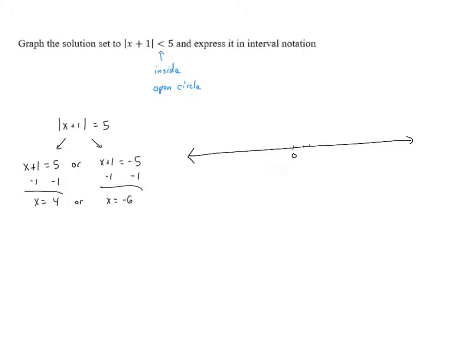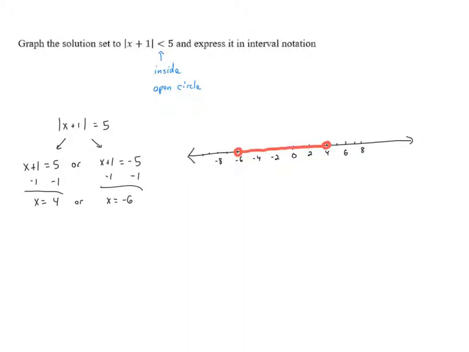So let's see, 2, 4, 6, 8, etc. And then -2, -4, -6, -8, etc. Now, we know that we're going to have open circles because it wasn't allowed to be equal to 5. So we are going to find 4 and -6 on the number line, and we're going to put open circles there. And we know that we're going to shade the inside because the absolute value or the distance was less than a number. So we know we're going to have to shade in between here. And so these are our solutions.